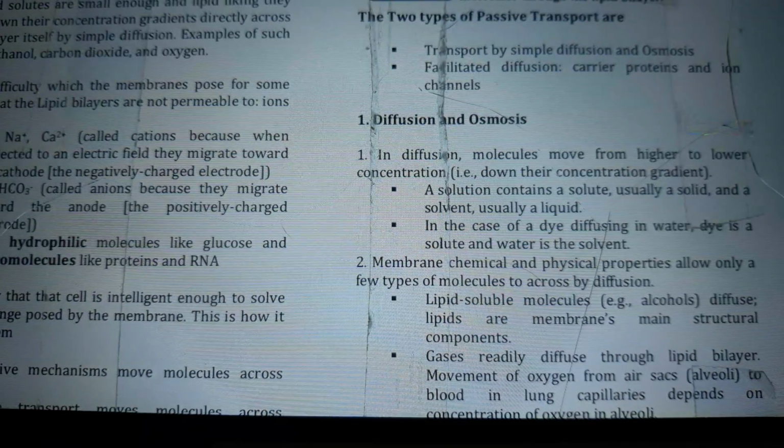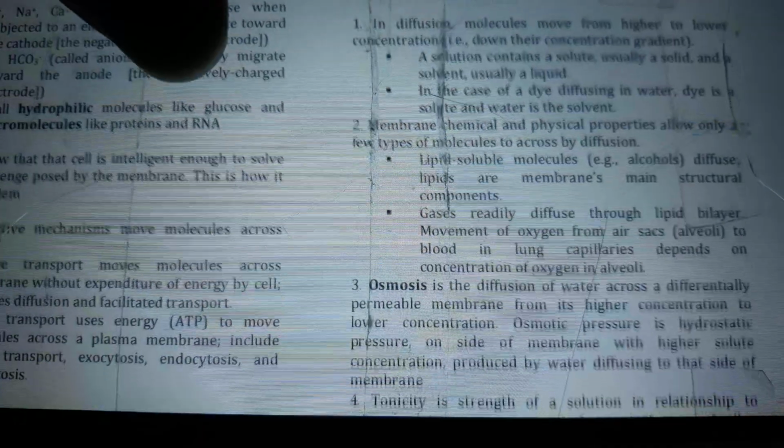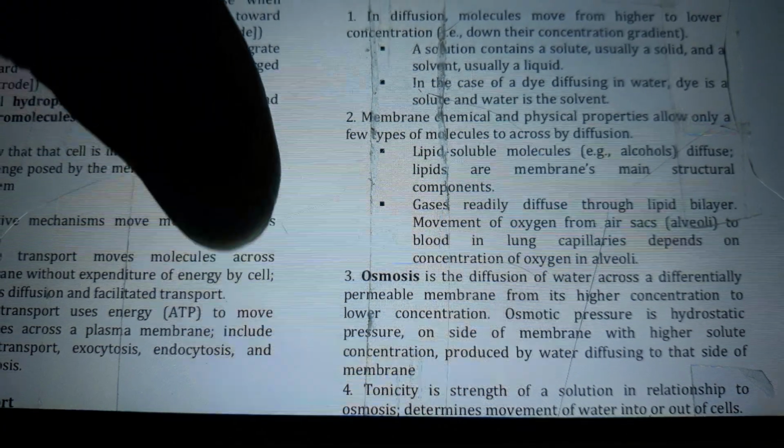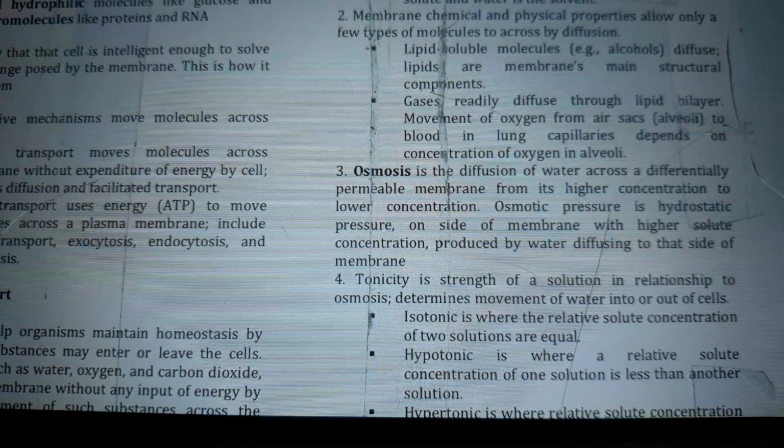The two types of passive transport are simple diffusion and osmosis, and facilitated diffusion, using carrier proteins and ion channels. Diffusion and osmosis. In diffusion, molecules move from higher to lower concentration, that is, down their concentration gradient. A solution contains a solute, usually a solid, and a solvent, usually a liquid. In the case of a dye diffusing in water, dye is the solute and water is the solvent.